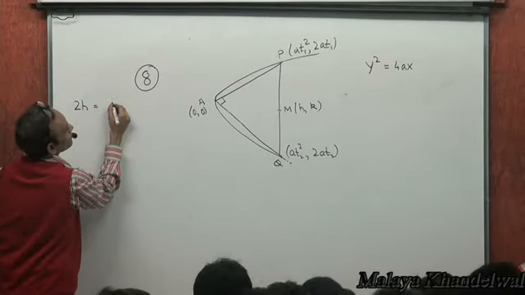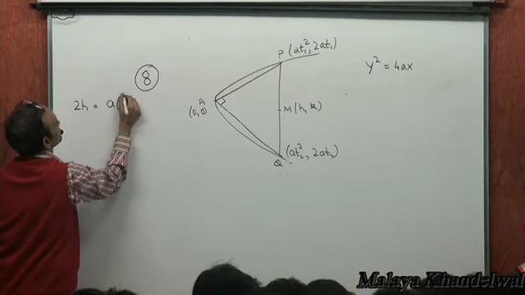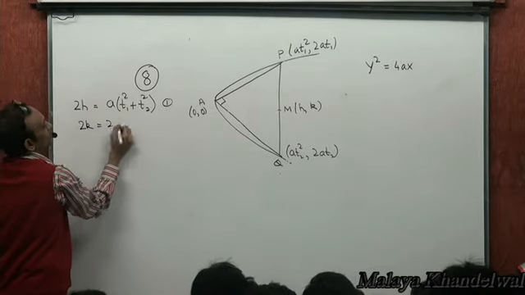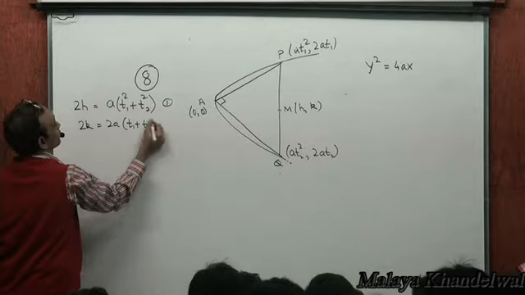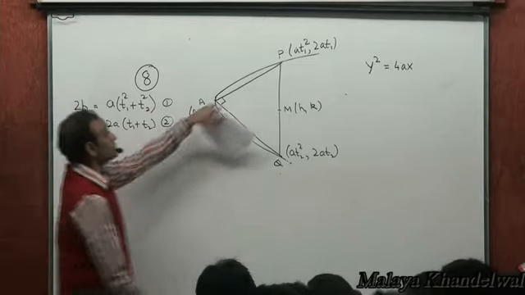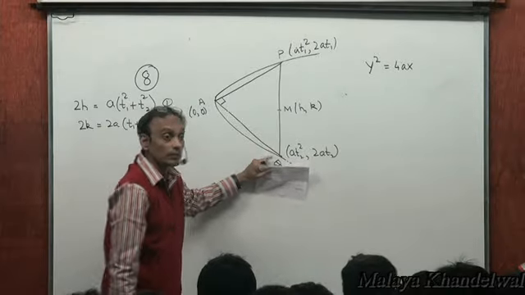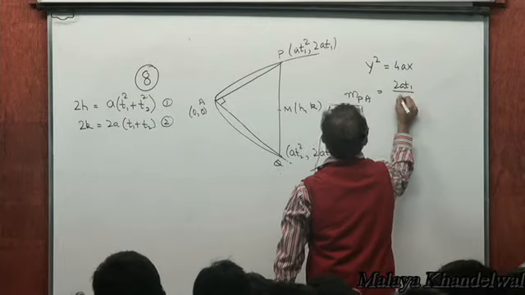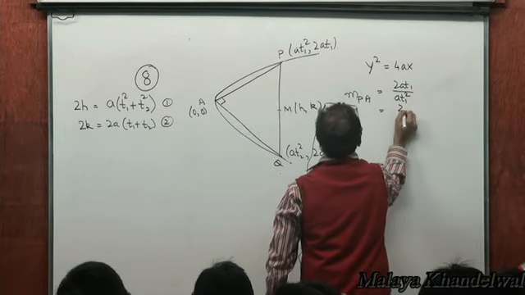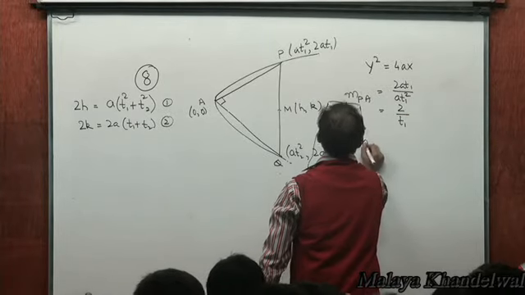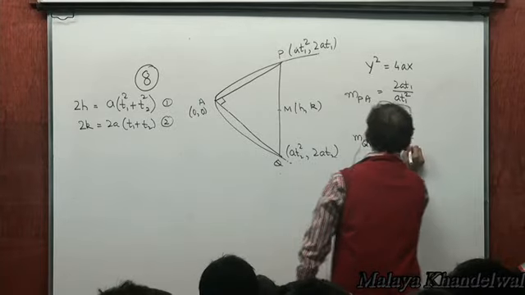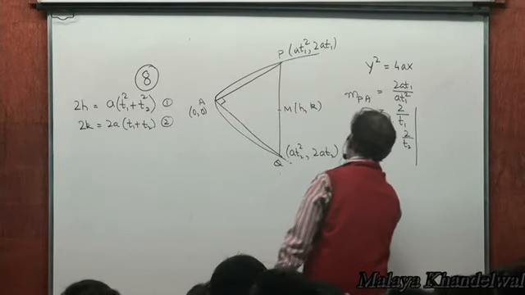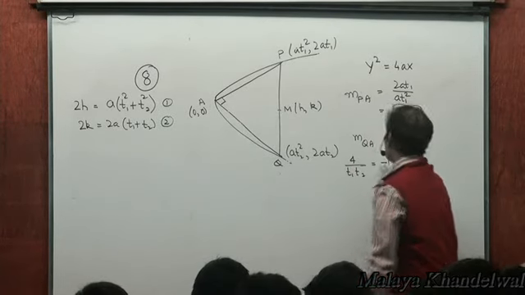2h is a into t1 squared plus t2 squared, midpoint. 2k is 2a into t1 plus t2. And there is a condition: the slope of PA into slope of QA is -1. What's the slope of PA? 2a t1 minus 0 divided by a t1 squared. That is 2 by t1, the slope of PA. What's the slope of QA? Similarly, 2 by t2. And the product of these slopes is -1. So 4 by t1 t2 is -1. That's the condition. Therefore t1 t2 must be -4.